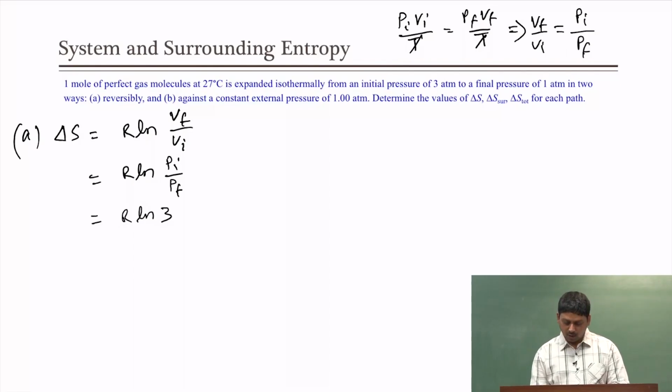What will be the surrounding entropy? Now, it is a reversible process, right. In the case of a reversible process, delta S of the surroundings is just minus delta S of the system.